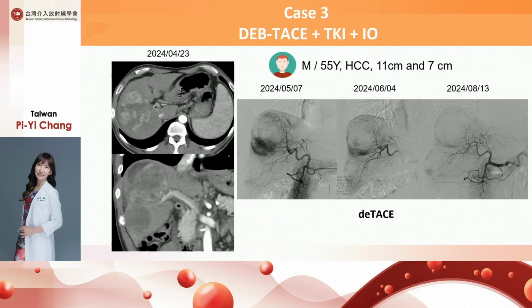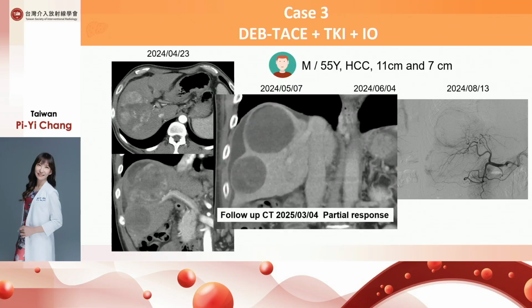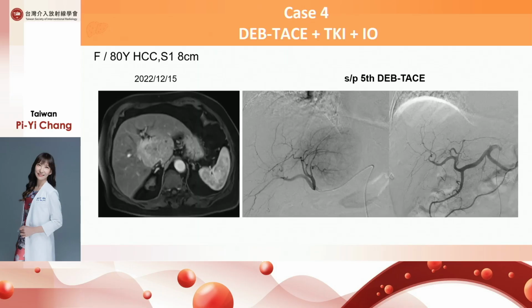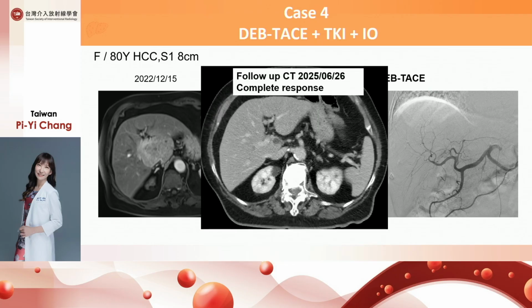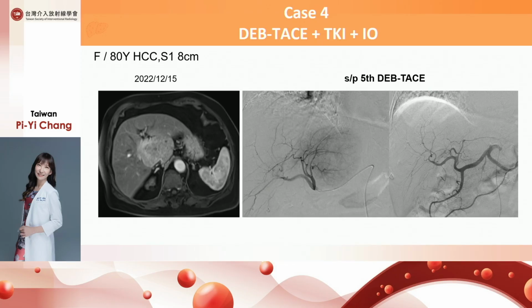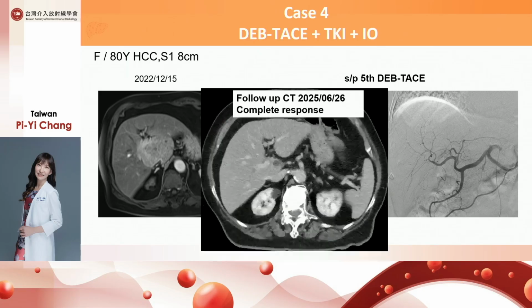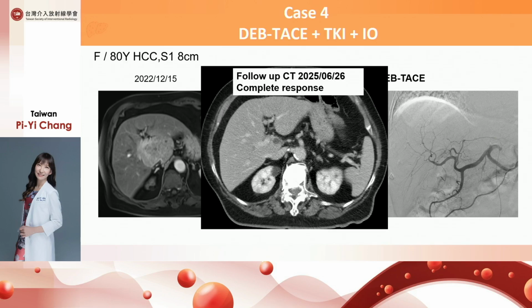Another case of combined treatment: in this case we did DAPTase 3 times combined with systemic therapy. You can see good necrosis of the tumor. Another encouraging case is this one. HCC located in segment 1 with 8 centimeters. Actually, for this kind of case, I don't think it will have a good outcome. But after 5 times of DAPTase combined with systemic therapy, you can see the follow-up images, almost 3 years, they have the complete response and even shrinkage of the tumor.